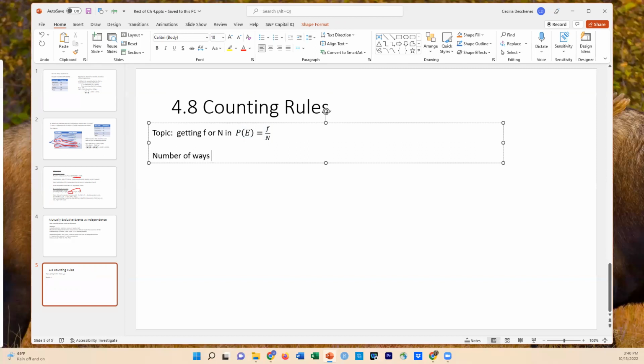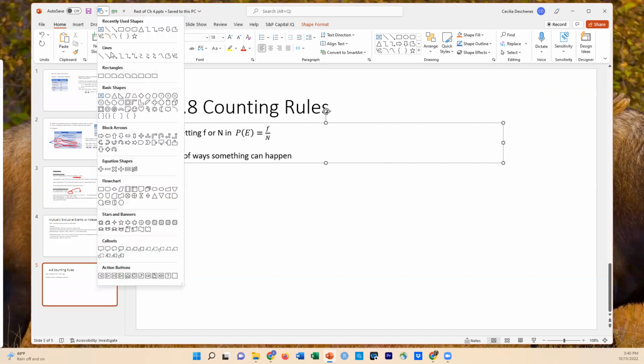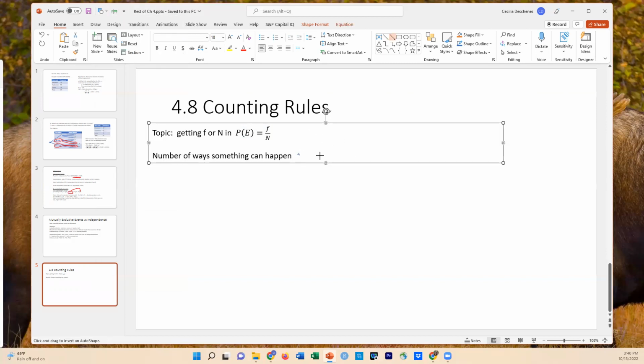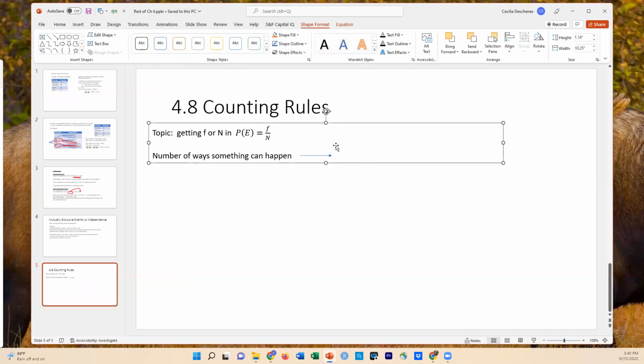The number of ways something can happen is what we're going to call counting. Let's do an example.